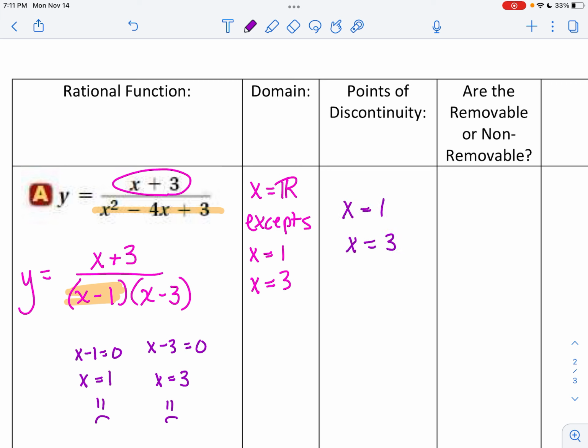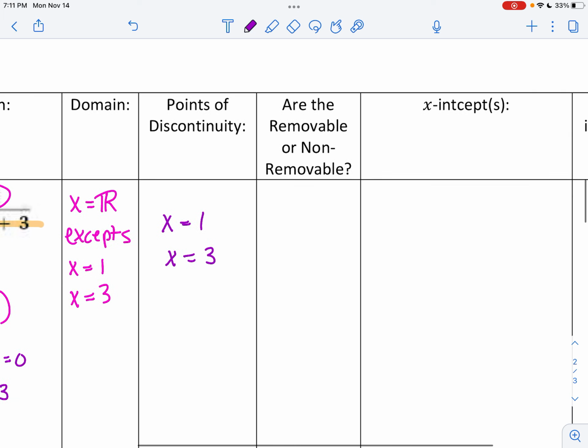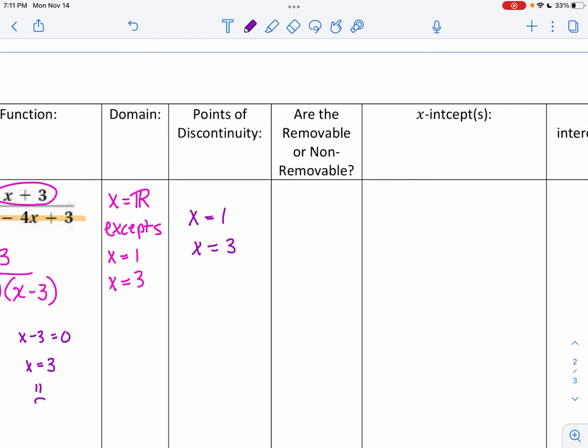If we graphed them, we wouldn't have a graph at those spots. Correct, or something weird would happen there. Do you think these are removable or non-removable? What is your guess, just based off what we did on the first page? You know what I'm trying to say.